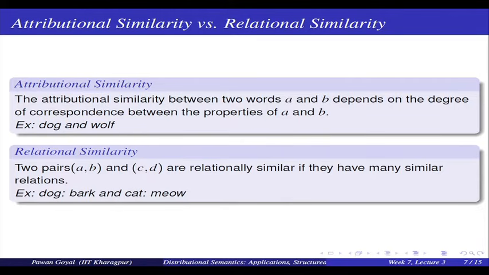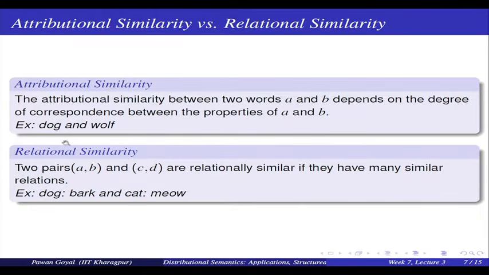Now let us talk about some other distributional semantic models that try to use specific structures in the sentences, and we try to motivate them using this example. What is the difference between an attributional similarity task and a relational similarity task? What is attributional similarity? I am given two words like dog and wolf, and I want to find out how similar they are. The similarity between dog and wolf will depend on how similar their attributes are. That's why it is called attributional similarity.